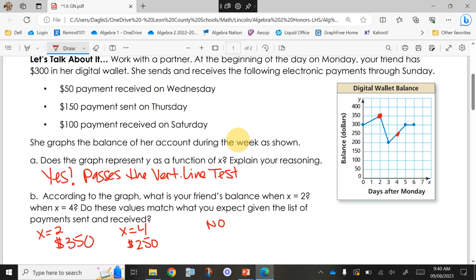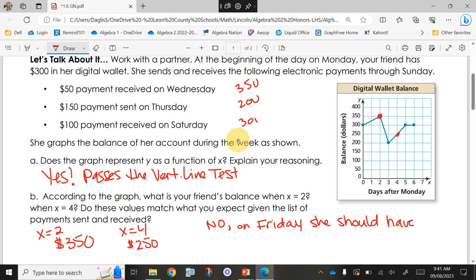What amount? Let me re-ask my question. On Friday, she should have, let's think about it. So she started with $300, right? She received $50 on Wednesday. So that brings her up to what? That brings her up to $350. Then she made a payment of $150 on Thursday. That brings her down to what? $200. And then she received money on Saturday, bringing her back to $300. So did anything happen on Friday? No. So what should we expect for her to still have on Friday? She should still have just the $200.